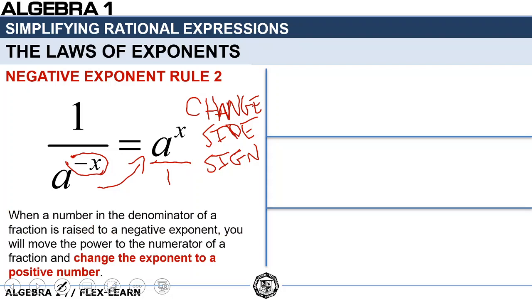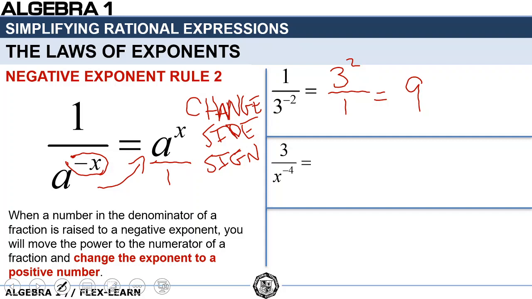So the rule as written is when a number in the denominator of a fraction is raised to a negative exponent, you will move the power to the numerator of the fraction and change the exponent to a positive number. All right, so let's look at some examples. If I have 1 over 3 to the negative second power, I'm going to move it to the top and make it positive, and then just put the 1 on the bottom. 3 to the second power just equals 9, so this just ends up equaling 9.